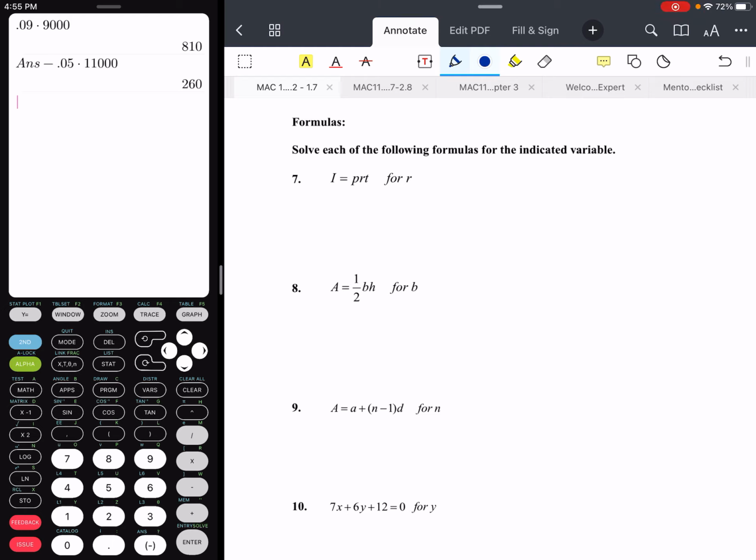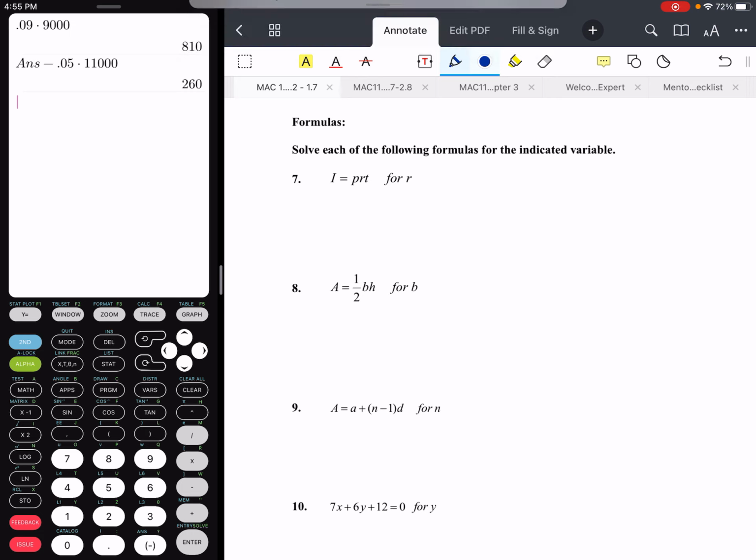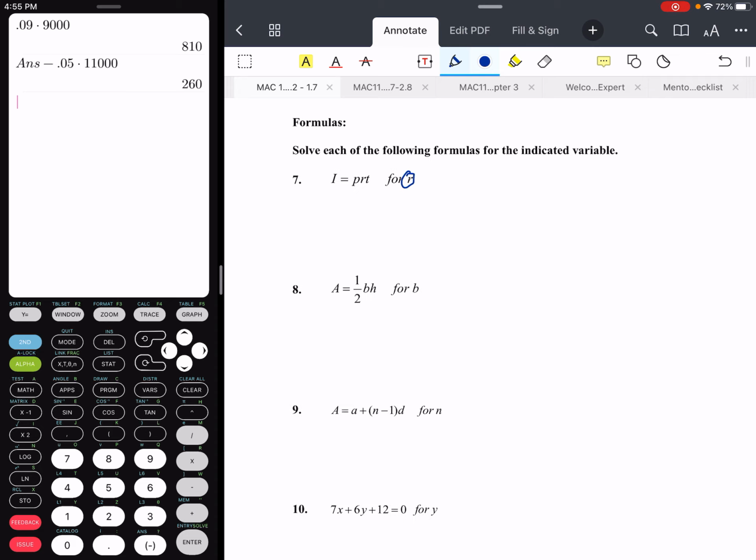Okay, so for the last portion of this section, we're given formulas and we're going to solve these formulas for different variables. So for number 7, we have the interest formula. I equals PRT, our simple interest formula, and we want to solve this for R.